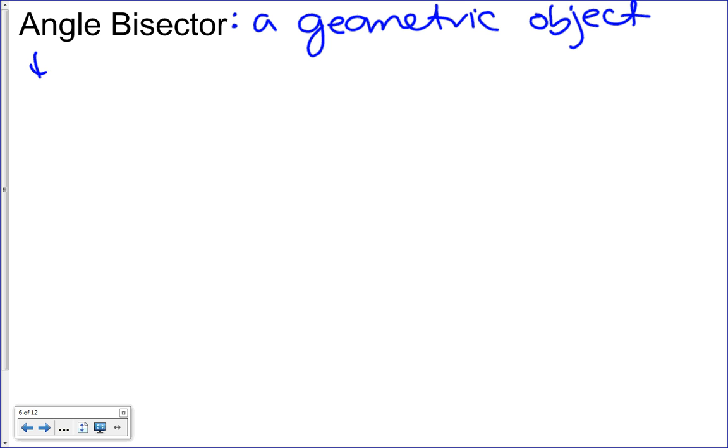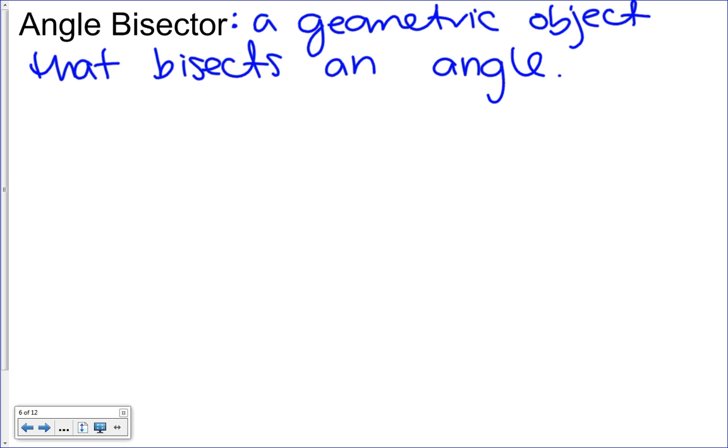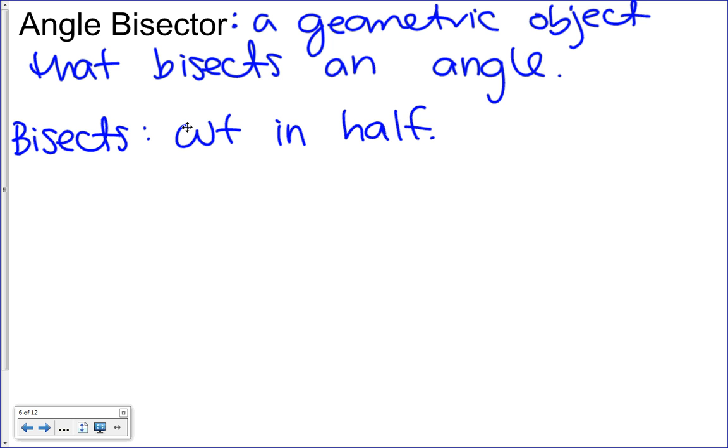Your last definition that we're going to go through here is an angle bisector. An angle bisector is a geometric object that bisects an angle. Okay, bisects tells you that it was cut in half. So there's really two definitions there to make sure you got them. Okay, an angle bisector is a geometric object that bisects an angle, and bisects means it was cut in half.